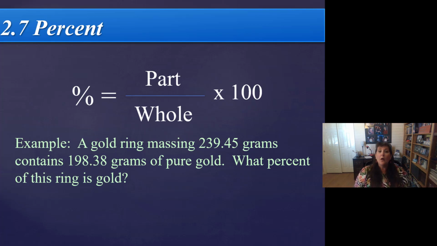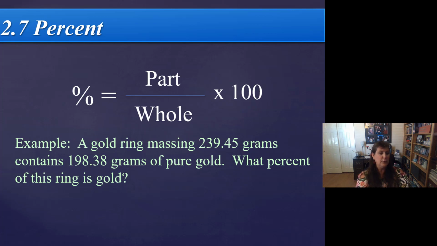Let's do an example. A gold ring massing 239.45 grams contains 198.38 grams of pure gold. What percent of the ring is gold? So part is on top. Which number is the part? The part that's gold. I hope you said the 198.38. You're correct. So what's the whole ring? That's the 239.45. So let's divide those two.